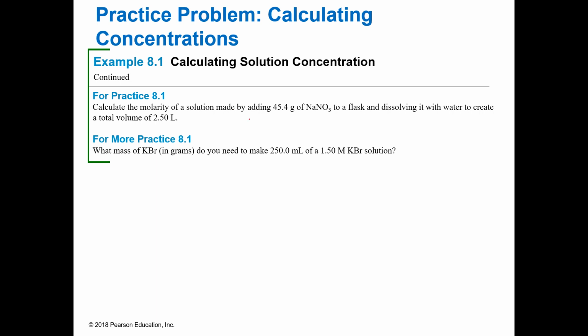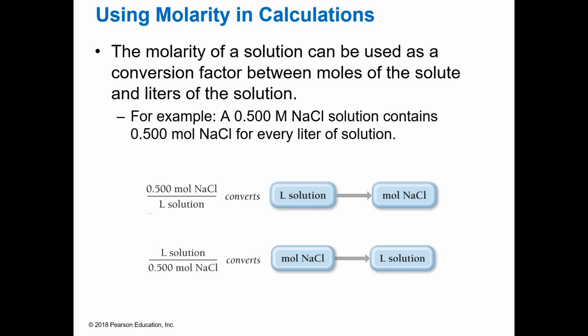Let's just stay here. We're going to take our mass of sodium nitrate, grams of sodium nitrate. We'll turn it into moles of sodium nitrate using the molar mass, and then take whatever you get for that, your moles, and divide it by 2.5 liters. So I'm going to have to come back to this one when my mouse is not being crazy. All right, so molarity we can also use in calculations.